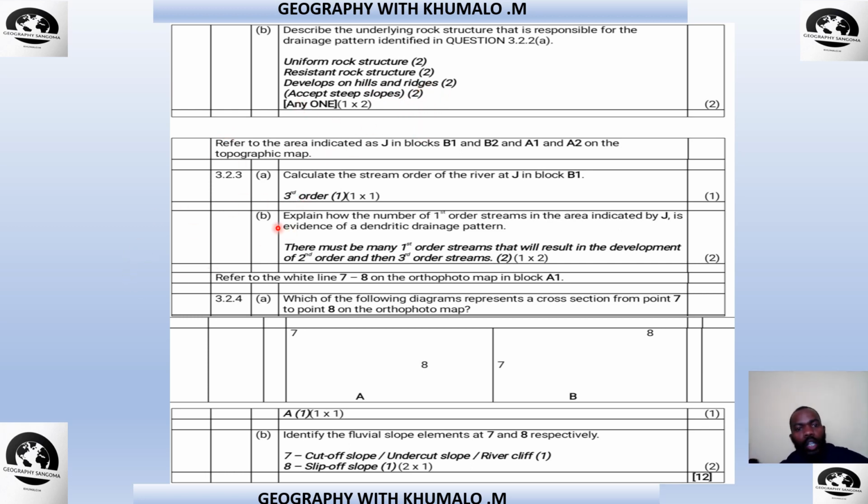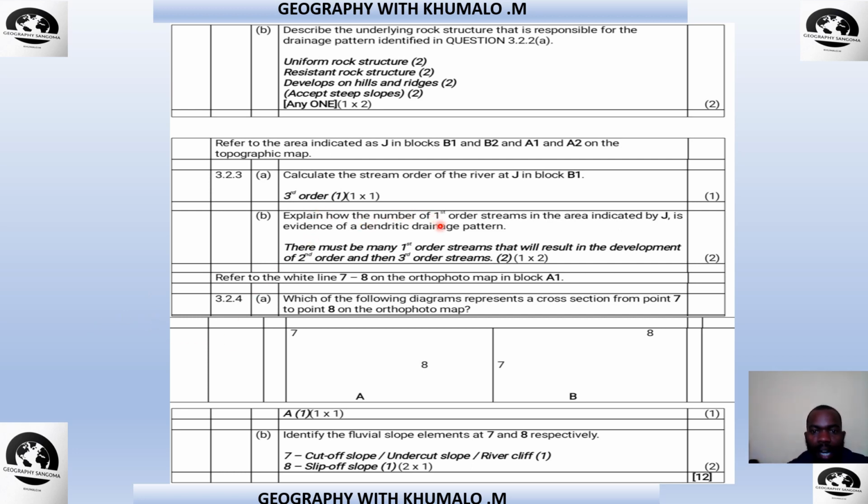Then we go to question 3.2.3, where we are to refer to the area indicated as J in blocks B1, B2, A1, and A2 on the topographic map. The first thing that we are asked there is to calculate the stream order at J in block B1. That was a third stream order. The teachers will show you how we got the stream order, because I don't have a map. I didn't put a map here.